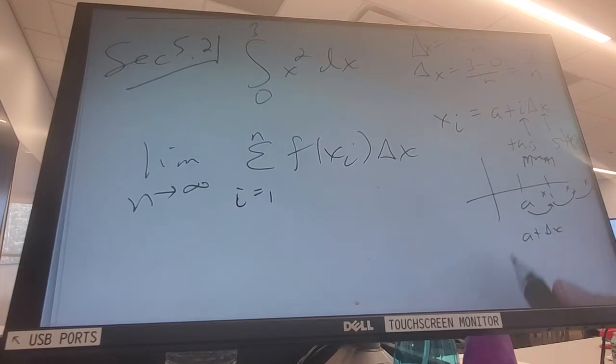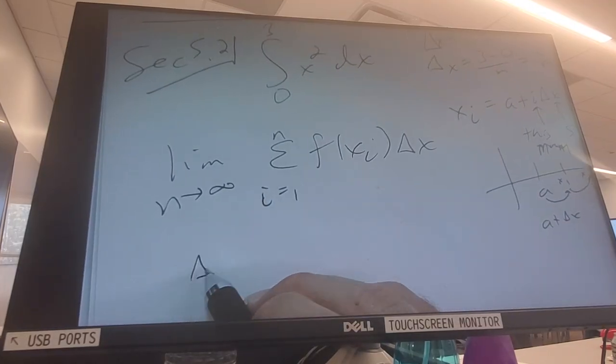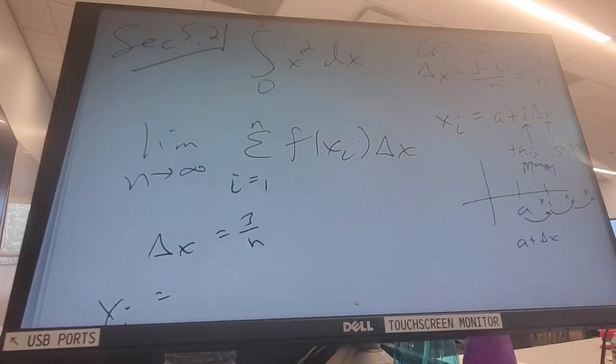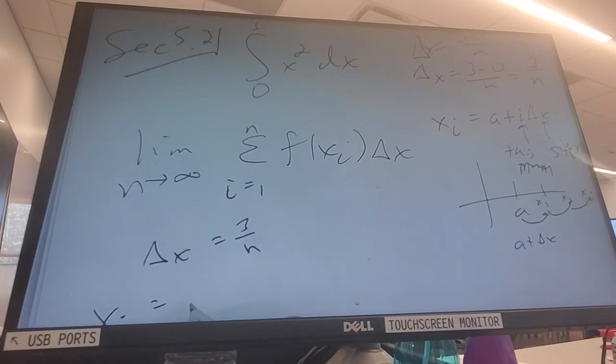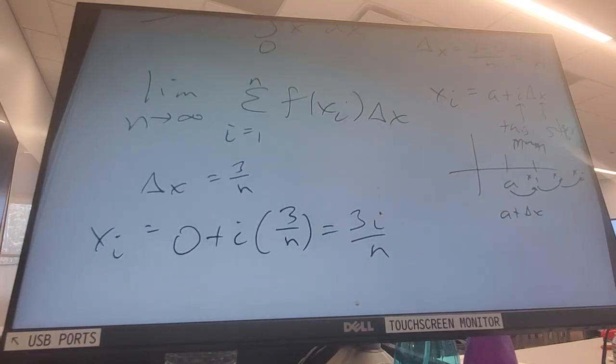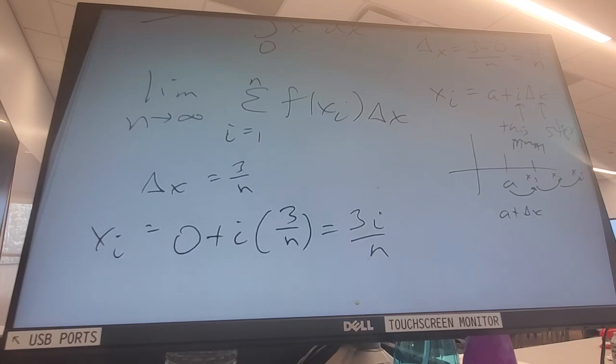Okay. All right. So what is xi in this case specifically? In this case, we know delta x is 3 over n. Xi in this case, what's A? 0. Plus i delta x. So xi is 3i over n. Is everybody okay with that? You see how I got that? If I integrated from 2 to something, this would have been 2 plus 3i over n. You see that? When I use 0, things just simplify a lot better.